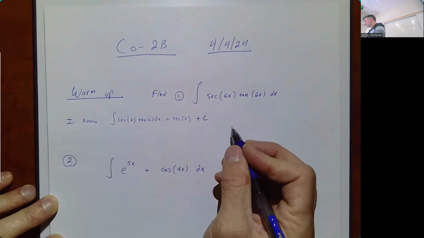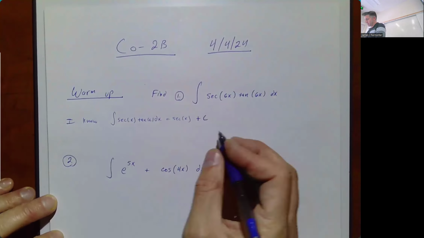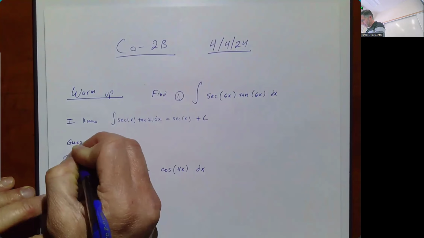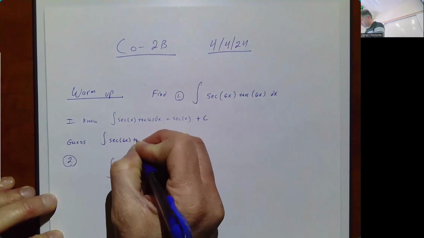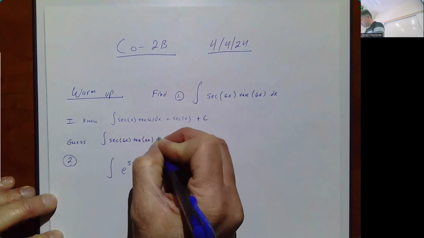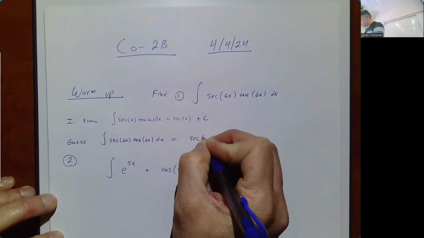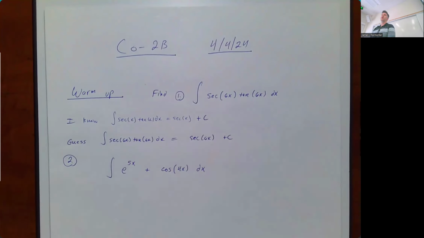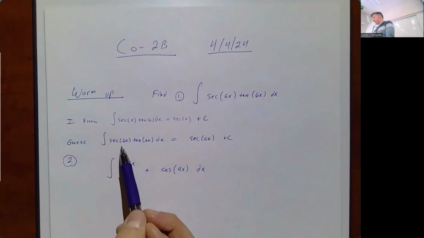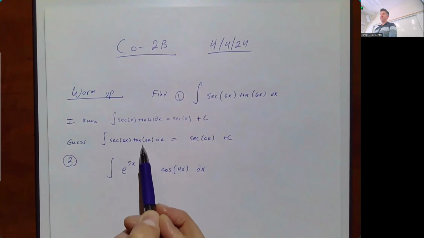So I know that. So then I'm going to make a guess. My guess is that the antiderivative of secant of 6x times tangent of 6x is going to be secant of 6x. But it's not quite right, because if we take the derivative of secant of 6x, we're going to get secant of 6x times tangent of 6x times the derivative of 6x, which is 6. We're off by a multiple of 6.